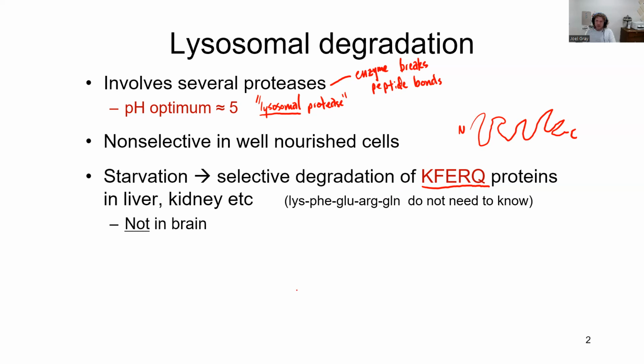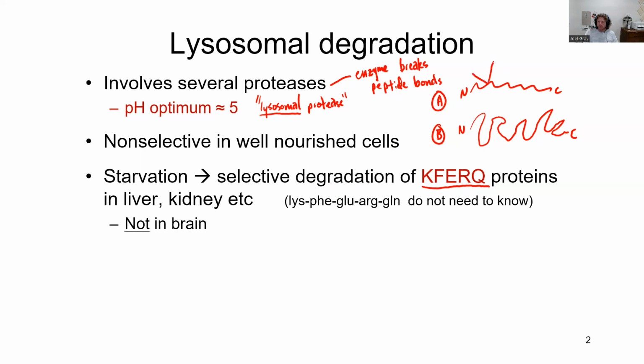In lysosomal protease or protein degradation, let's say that we have two different proteins, protein A and protein B. Now, under well-nourished conditions, the proteases found in the lysosome, whether they pick A or B, it doesn't really matter. They're not going to be very selective.